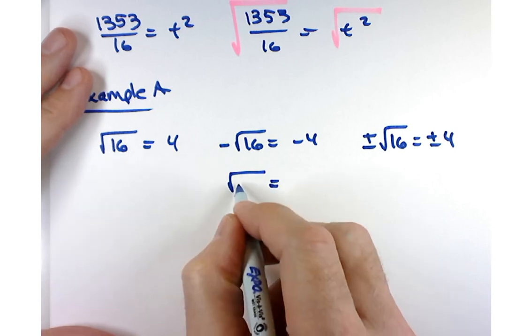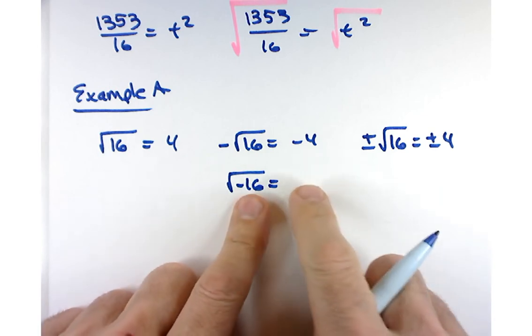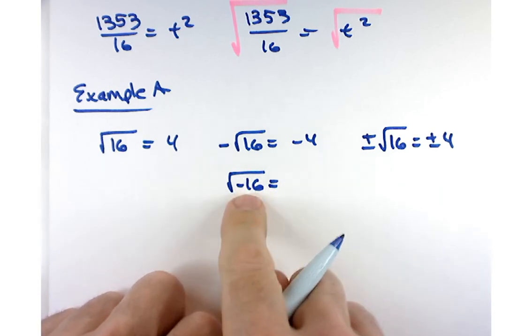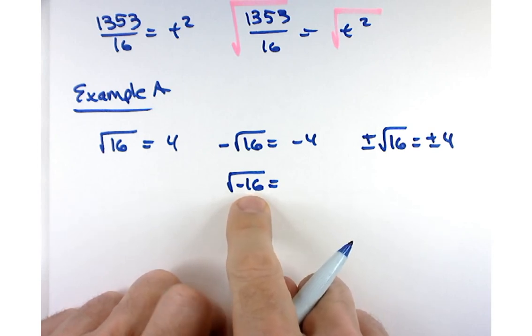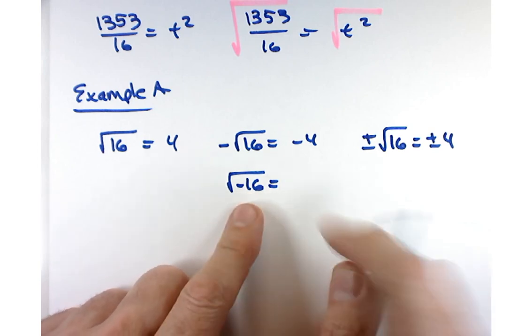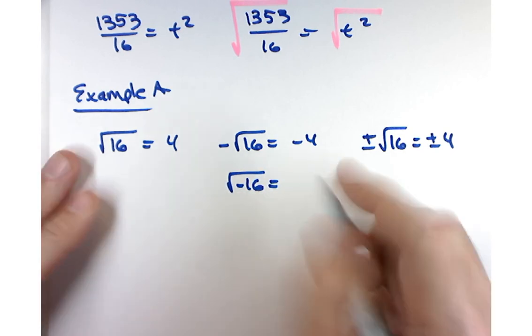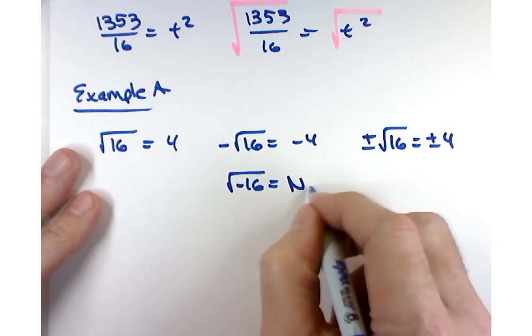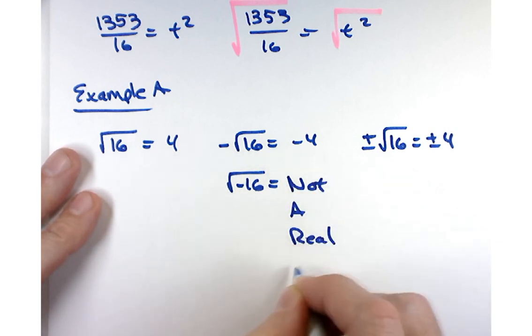How about this? What if I did the square root of -16? 4. Well, all right, so a 4, but 4 times 4 is positive 16, so it doesn't give me back what I started with. I could try -4, but -4 times -4 is again positive 16. So what we say about this is that it's not a real number.